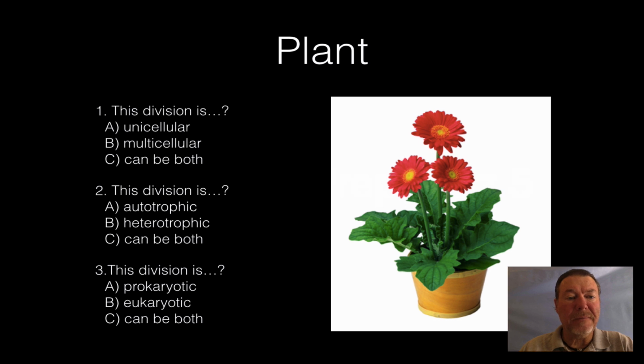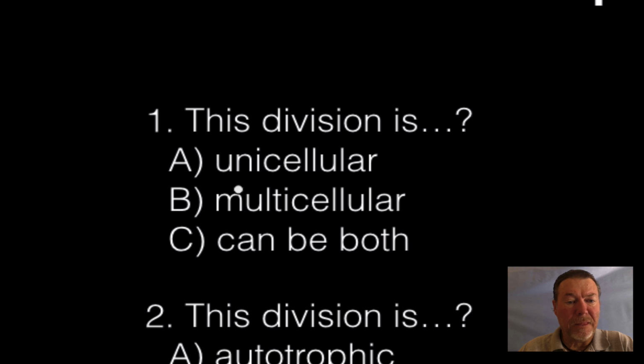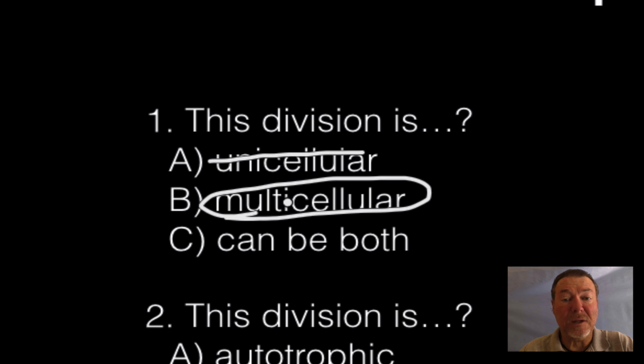Okay, let's see how you did. This is the first one. It's a plant, obviously, just a simple plant. And the division is, well, unicellular. You can tell it's definitely got more than one cell. And it is all multicellular. By definition, they're all multicellular. You can't be anything else.